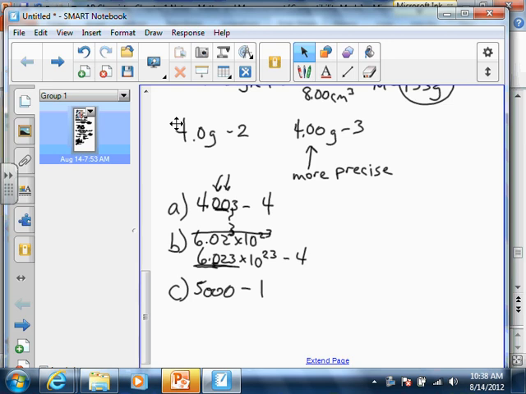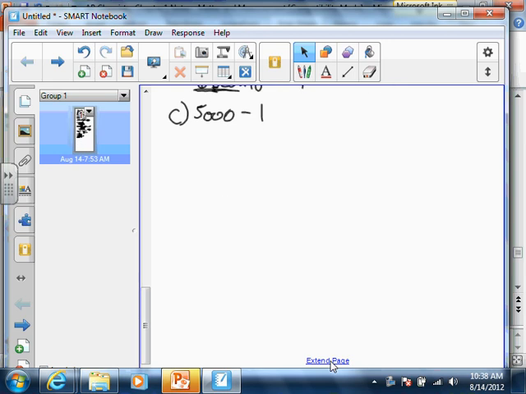Okay, next one, the width, length, and height of a small box. The button's not working for some reason. Okay, so the width, length, and height of a small box, 15.5 centimeters. It gives you the dimensions there.